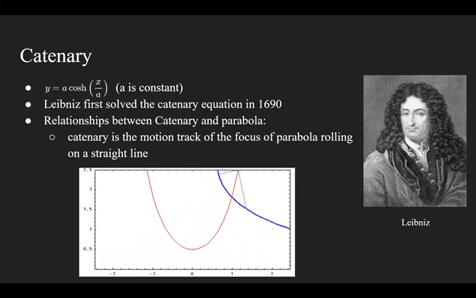Okay, so here are the catenary curves. First of all, y equals a cosh of x over a, where a is a constant. A guy called Leibniz first solved the catenary equation in 1690, and the most interesting part is explained by the GIF at the bottom, which shows the relationship between the catenary and the parabola: the catenary is the track of the focus of a parabola rolling on a straight line. And that's a picture of Leibniz on the side.